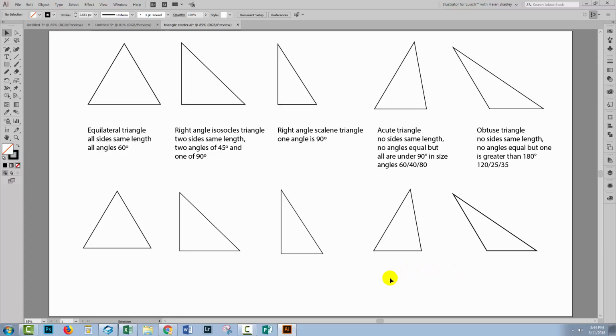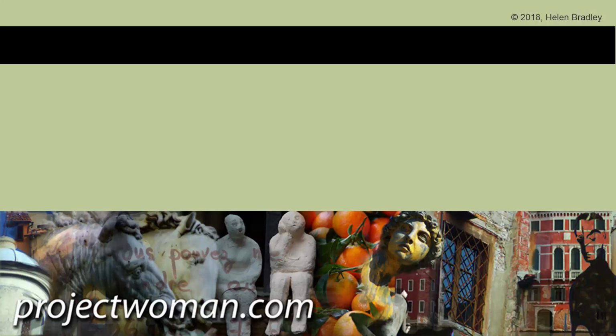So there you have an easy way to create a whole range of different triangles here in Illustrator. I hope you've enjoyed this video. I hope that you've learned things about Illustrator of which you were previously unaware.